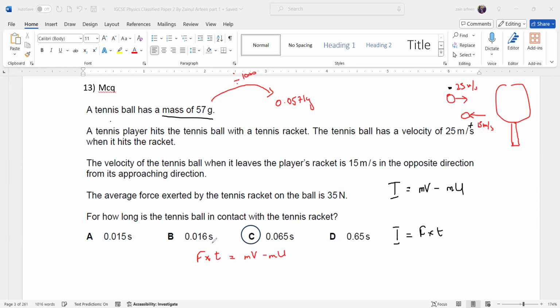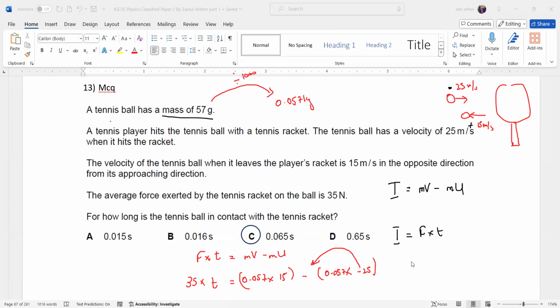Now we just substitute the values. The force is given to us, the force is 35, so we put 35. Time we don't know. The mass should be in kg, so this will be 0.057 multiplied by the final speed, which is 15, minus the mass, again 0.057, multiplied by the initial speed. The initial speed is minus 25, so this negative 25 will be multiplied there, so it will be added.